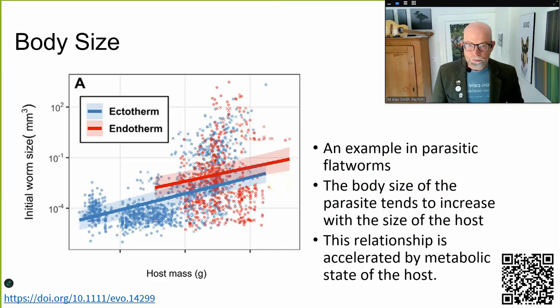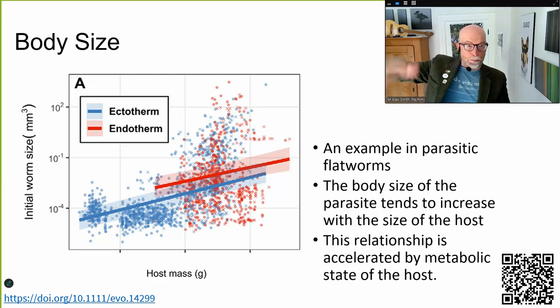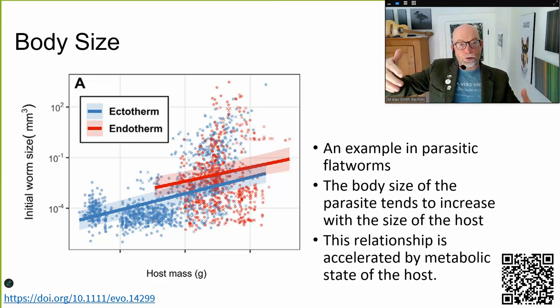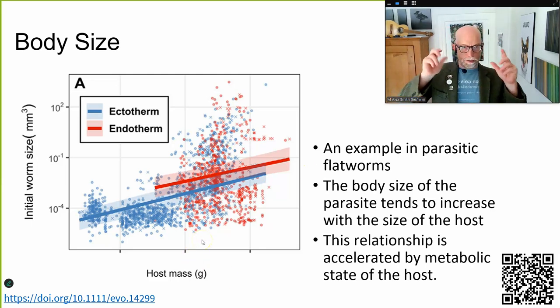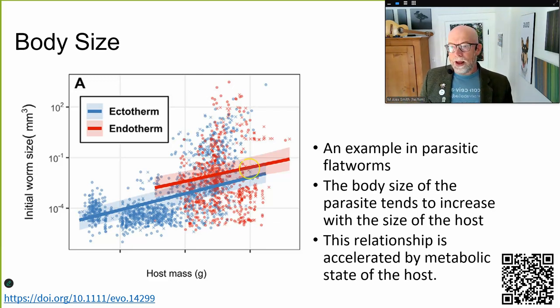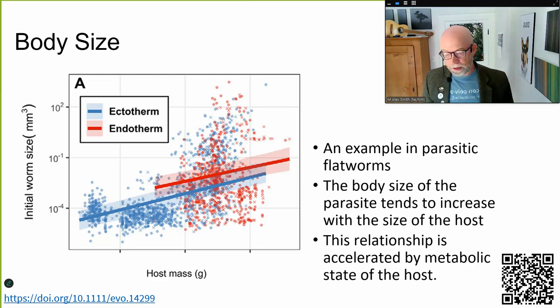So this is an actual example from parasitic flatworms, from cestodes. Interestingly, there is this positive relationship that you identified, and it's further driven by life history traits of the host. There is a lot of driving of the parasite's life history by the host's life history attributes, the body size, but then a further one, whether it's endo- or ectothermic. And so we have here the same positive relationship. The slopes are roughly, at least according to a squint test, about the same. But the endotherm parasites are going to be a little bit bigger again.